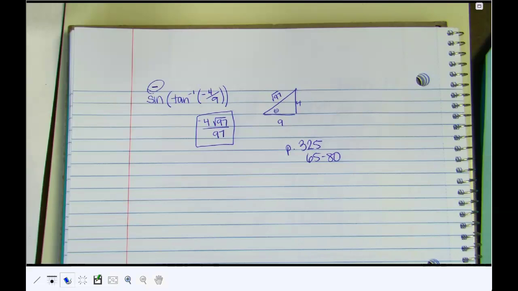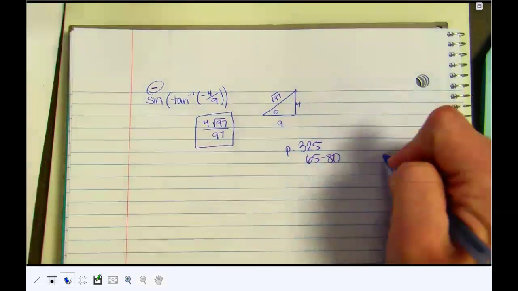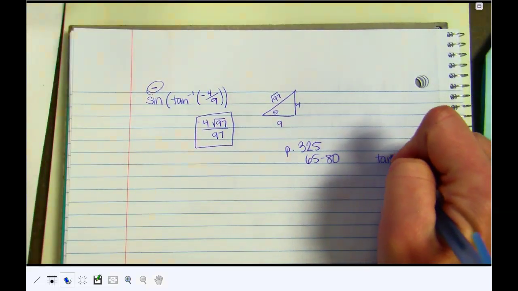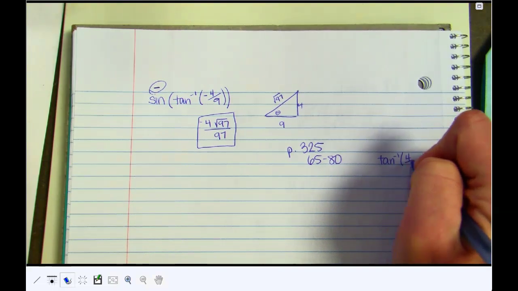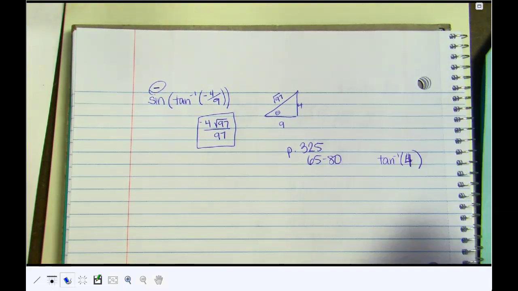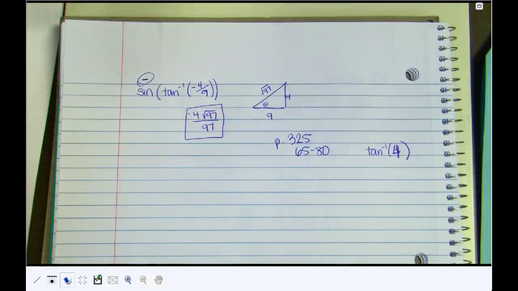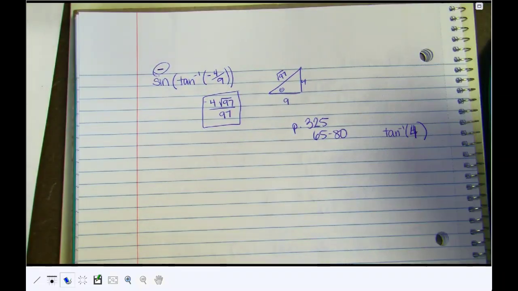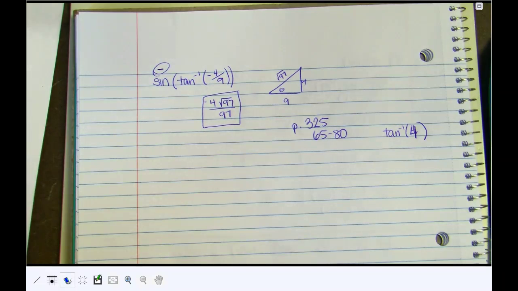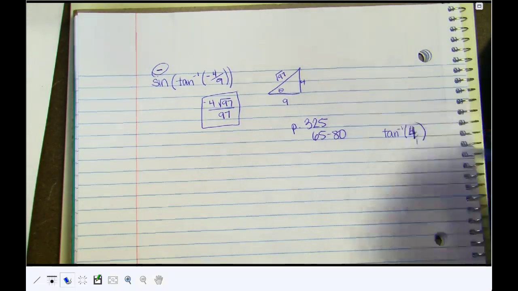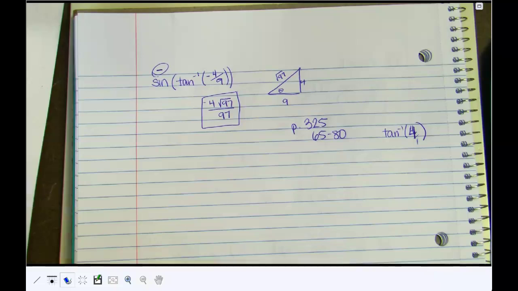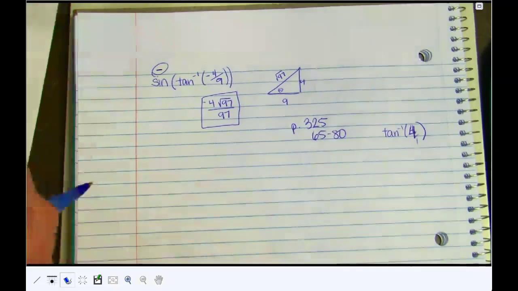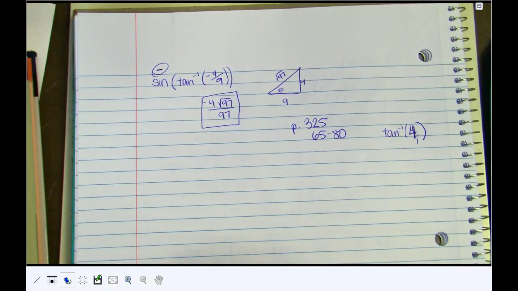Let me ask you this question. You don't even have to write this down. What if I asked you to do tangent inverse of 4? Some of you would yell at me and say we don't have enough information. What is it? 4 over 1, right? If you only have one number, put a 1 underneath it and go from there.